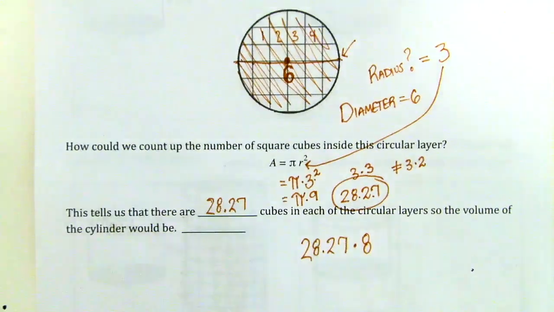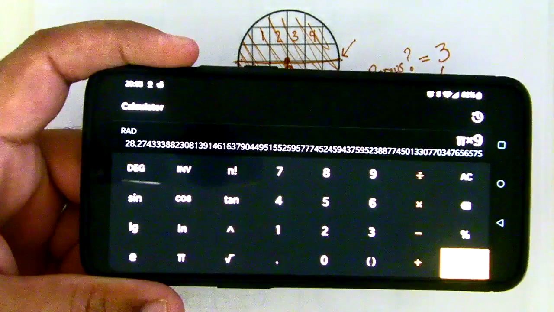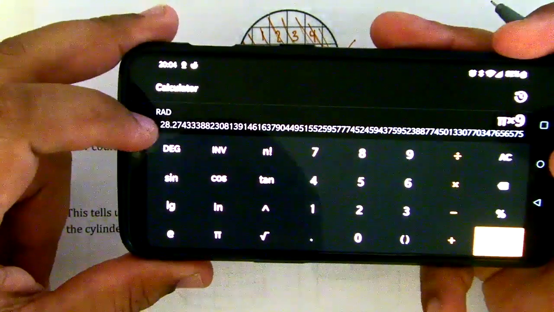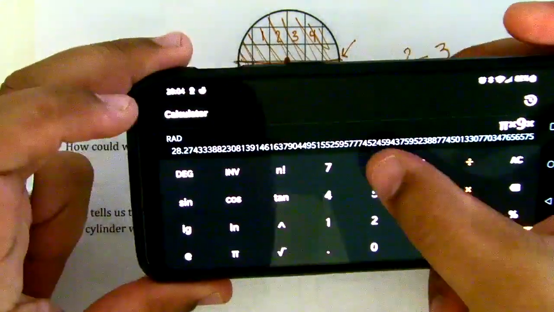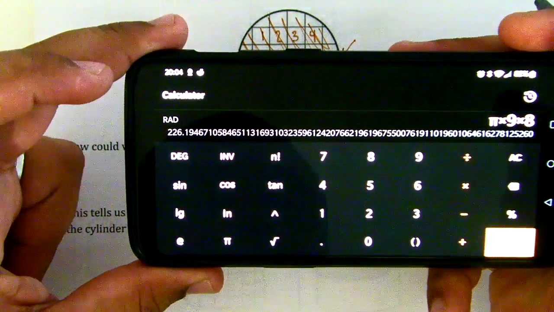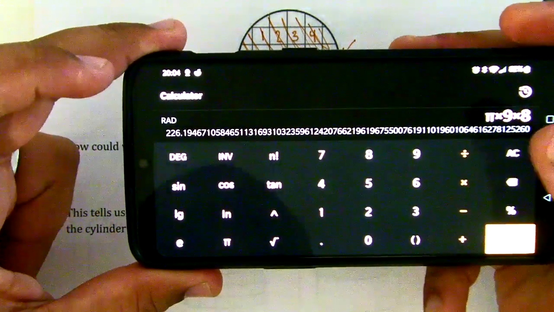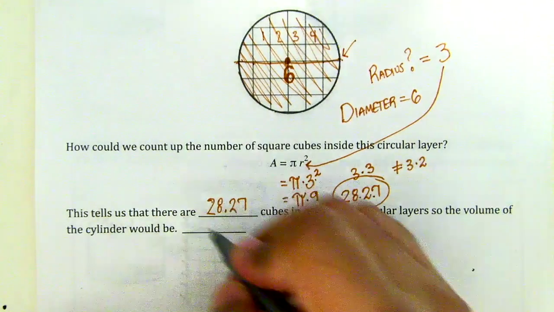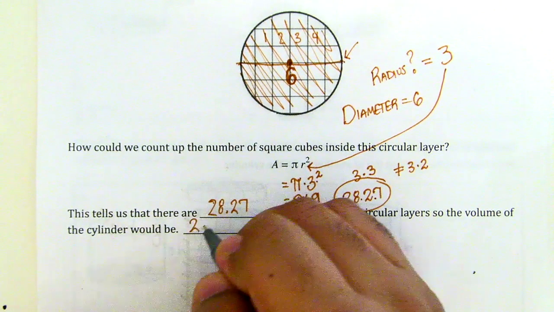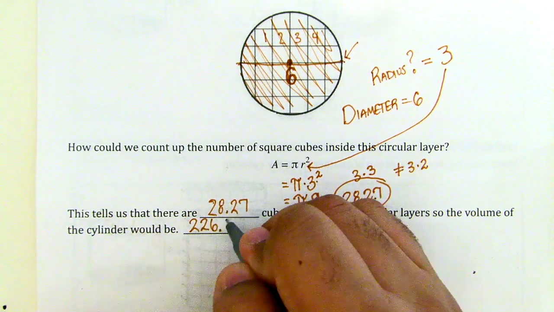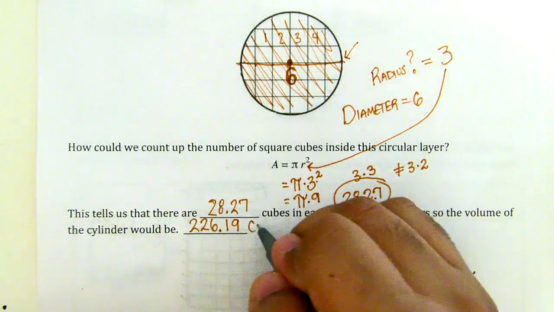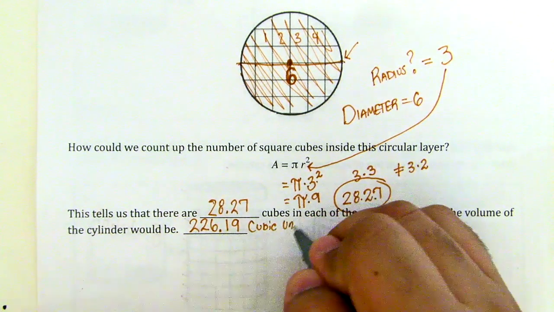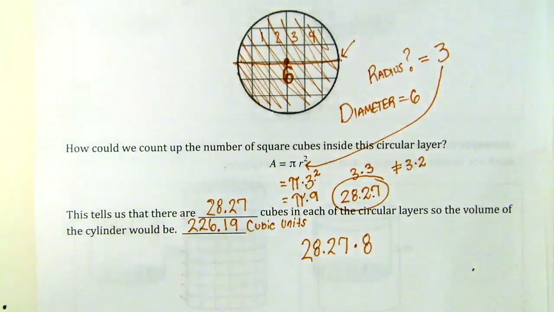So I'm gonna take my calculator now to get the most accurate answer. I'm not just gonna put 28.27 times 8. I'm gonna take this entire thing that I had before and just multiply my result by 8. That's it. So right here is my final answer. I've got 226.19. So the volume here is 226.19. Don't forget your units when you talk about volume. This is gonna end up being cubic units, right? Volume always has cubic units, just like area has square units.